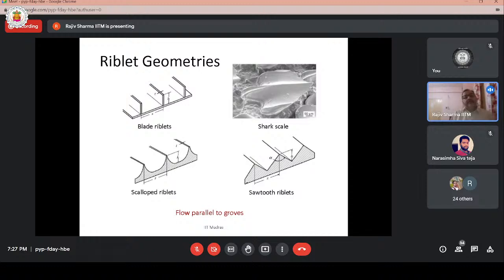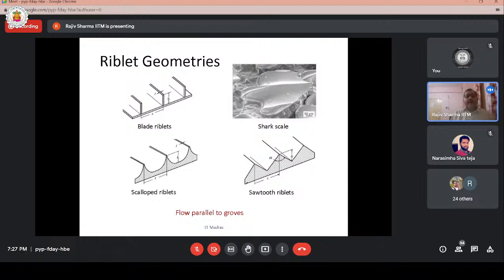and you can see here the blade riblets. Distance between the two riblets is S. Thickness of the riblet is T. Height of the riblet is H. And depending upon these ratios, H, T, and S, you can get different scales. You can get a shark scale, you can get a scallop riblet, and you can get a sawtooth riblet.